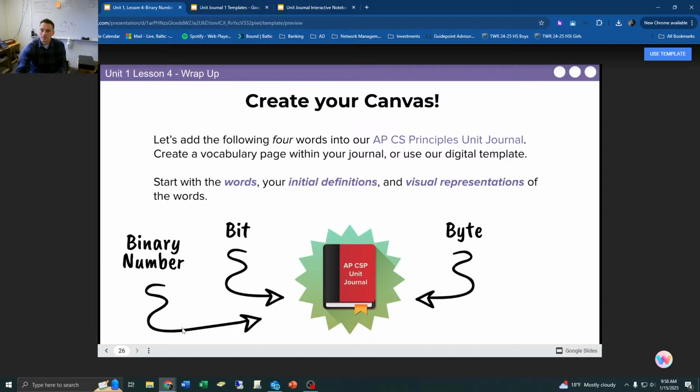And then so yeah, teachers, you can go through those slides in Unit 1, Lesson 4 to help students make sure that they get their vocabulary canvas created and their visual representations, words, initial definitions, things like that, all in there. But that is the end of Unit 1, Lesson 4. Binary numbers, I'm pretty sure is what this lesson was called. Yep, binary numbers.